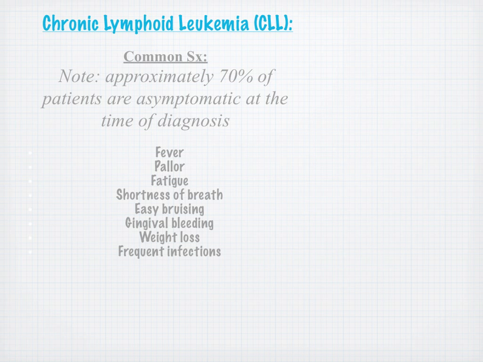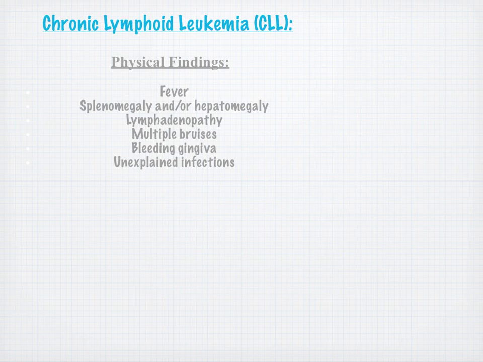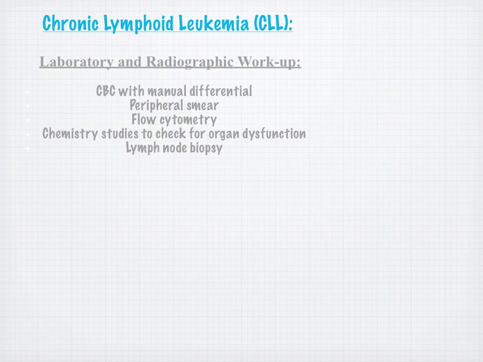Approximately 70% are asymptomatic, as we've said a couple of times now. And then here are some symptoms if people have symptoms on presentation: fever, pallor, fatigue, shortness of breath, easy bruising, gingival bleeding, weight loss, frequent infections. So you're kind of hearing a theme here, I hope, because these are starting to all sound just alike. Physical findings: fever, splenohepatomegaly, lymphadenopathy, multiple bruises, bleeding gingiva, unexplained infections. This sounds exactly like the previous ones, so not a lot of difference going on here.